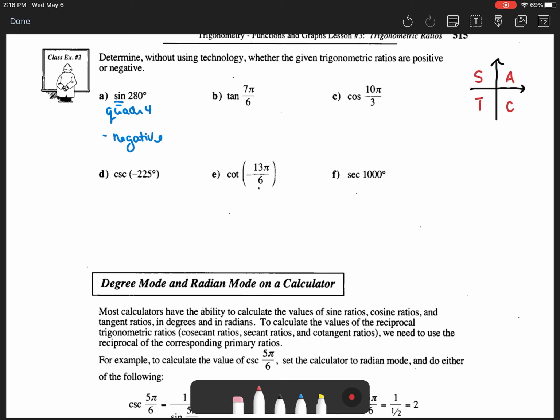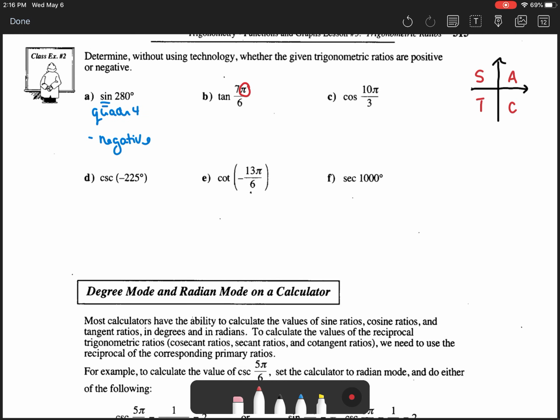Okay. The next one, tangent of 7 pi over 6. Now again, 7 pi over 6 might be hard for us to understand, but remember from the other day that pi is like dealing with 180. So you could go pi times 7 divided by 6, or you could go pi over 6. So that's like 180. 180 divided by 6 is 30. 30 times 7 is 210. So that means you're going to be in quadrant 3. If I'm in quadrant 3 and I'm dealing with tangent, you're going to get a positive value. You take a look at the diagram to the right there and you can see T is in quadrant 3. That's tangent.